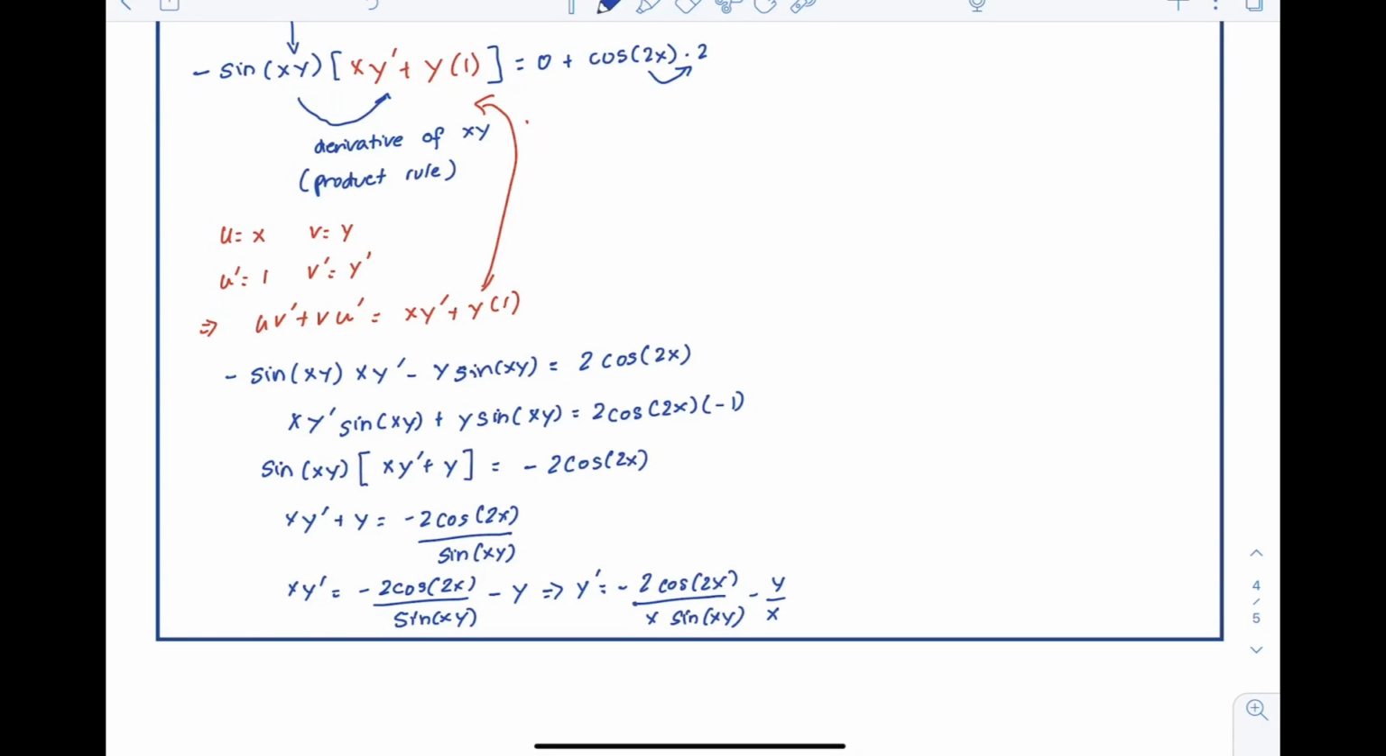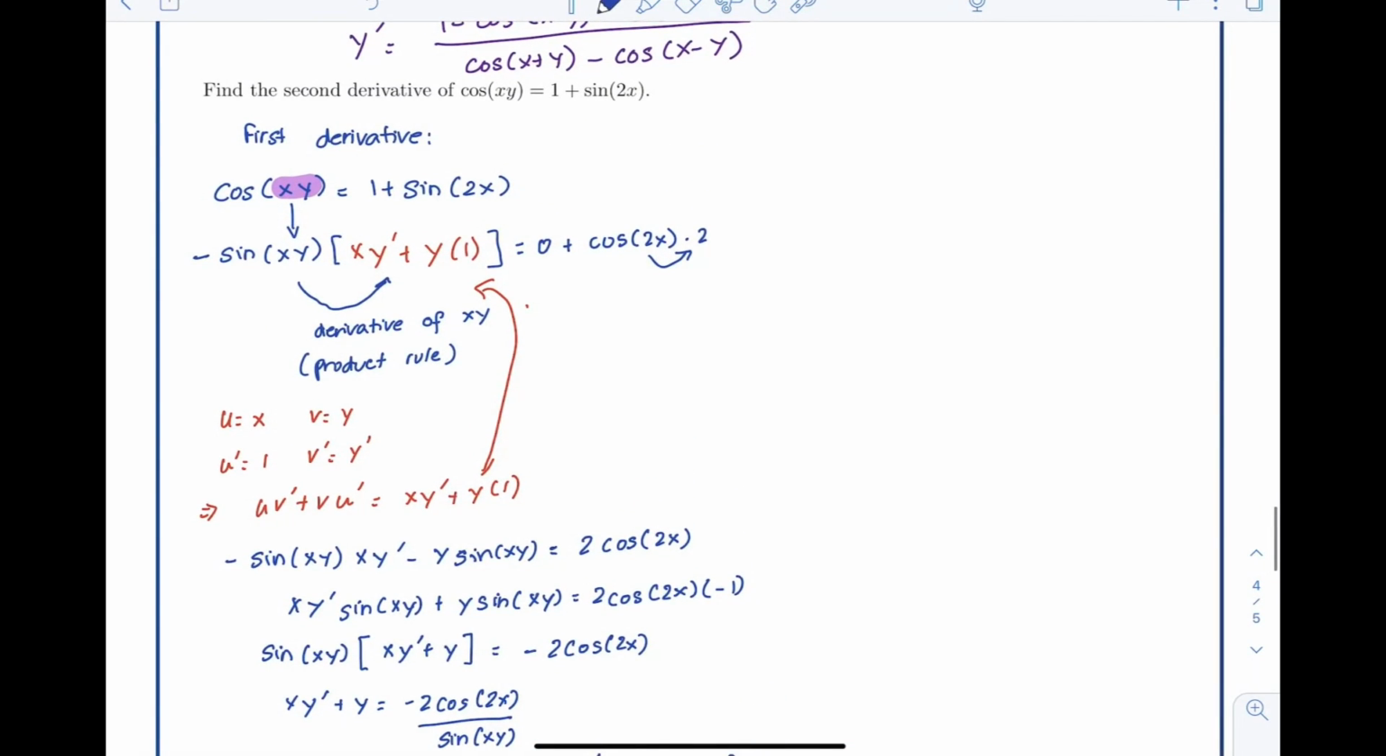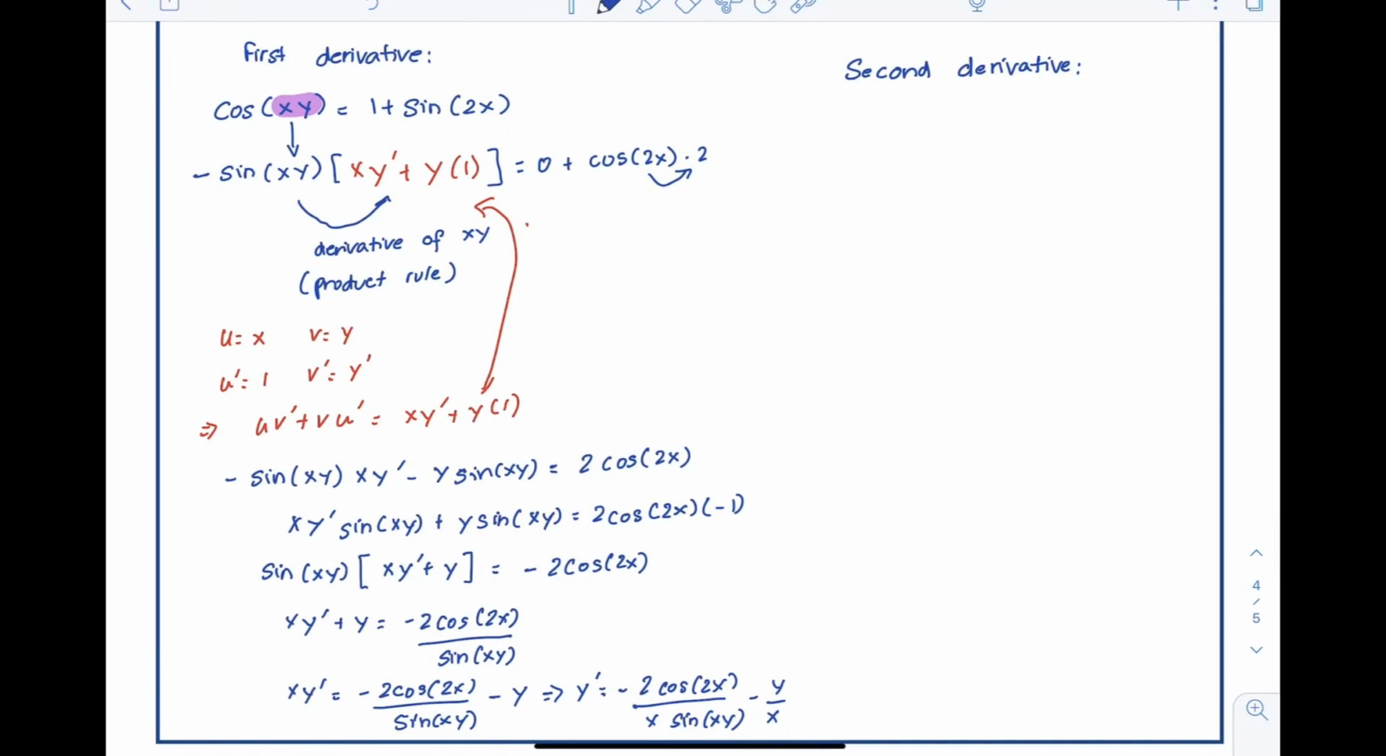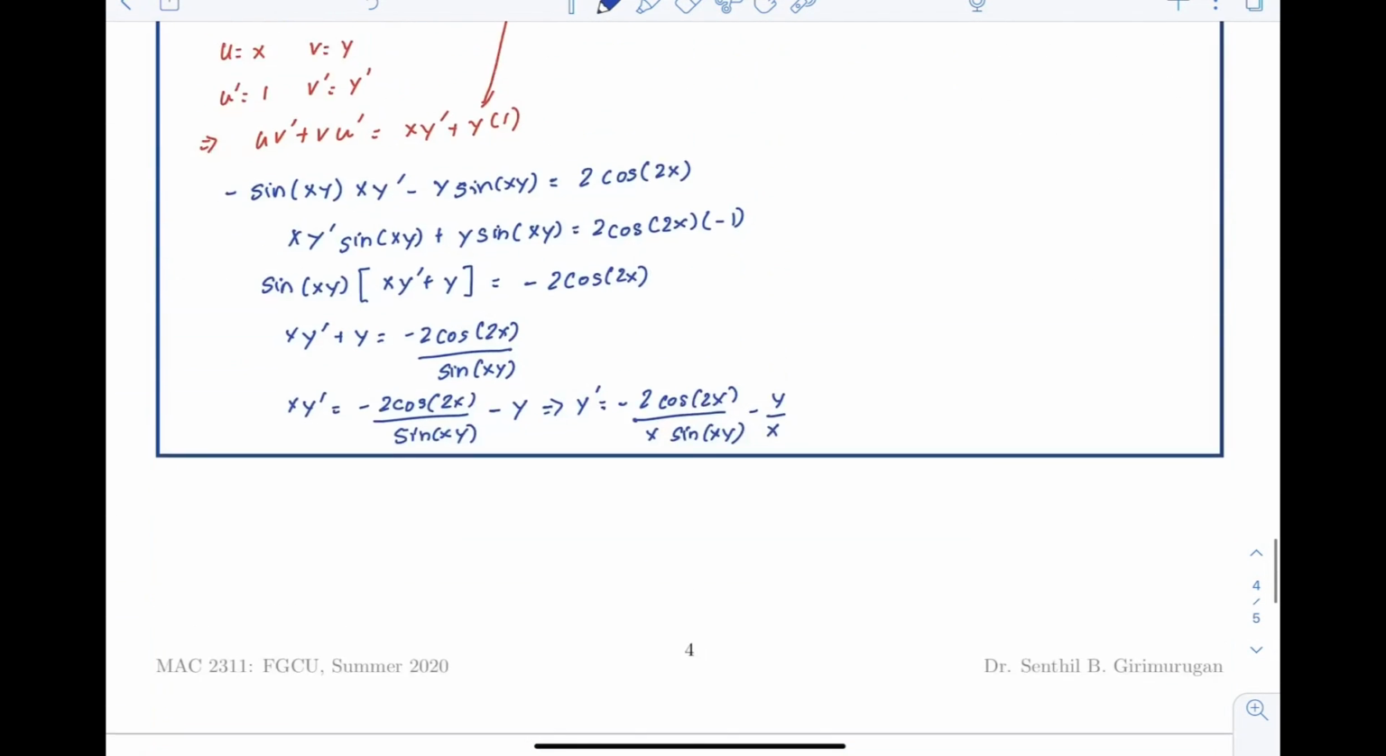Great. So, as I said, this is not an easy problem. It's a lot of implicit differentiation. The use of product rule and quotient rule is about to come up again. So the second derivative, y double prime, involves the derivative of the first term, negative 2 cosine of 2x, divided by x times sine of xy, minus the derivative of y over x.